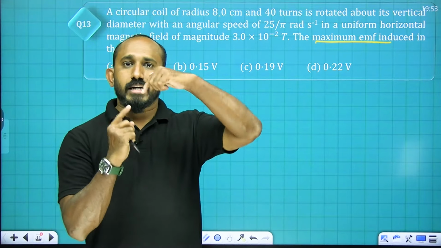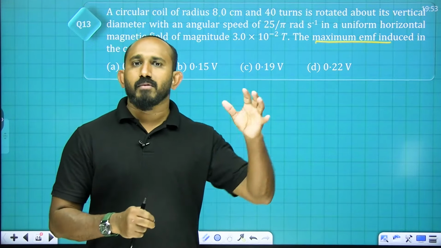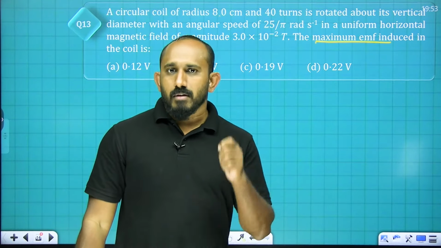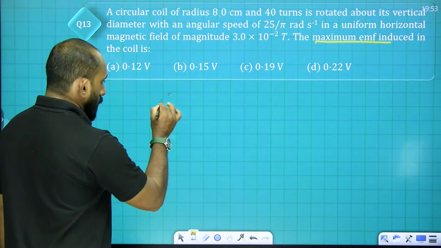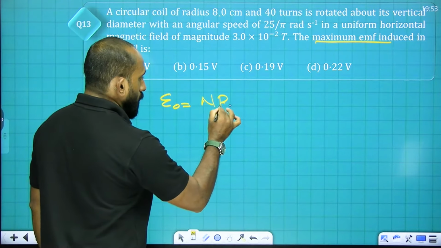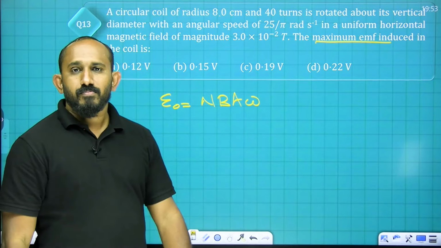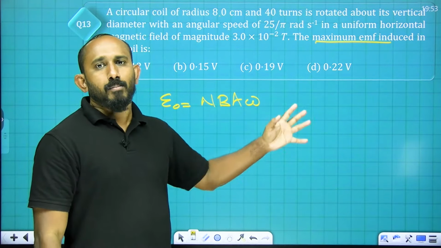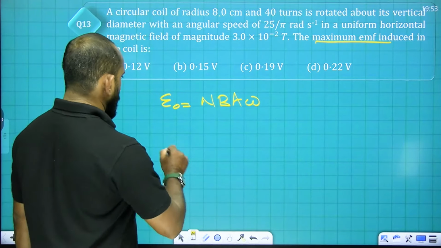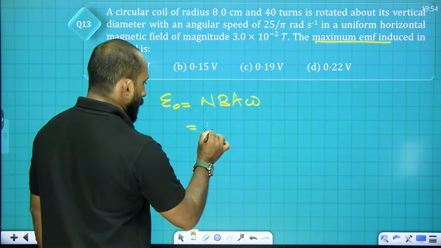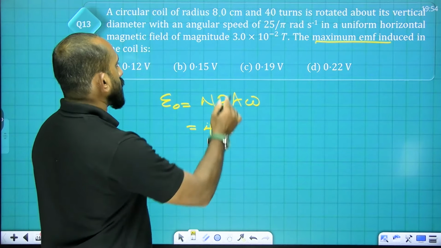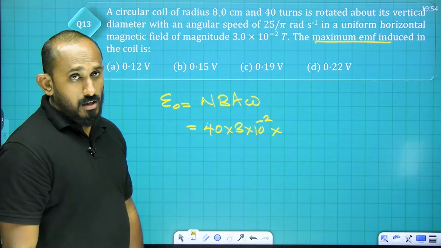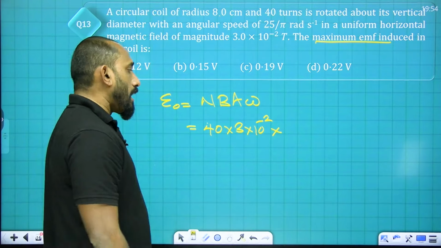So when you rotate a coil in a magnetic field, an EMF is induced. This is the principle of the AC generator. So the peak value of EMF induced in an AC generator, E0, is equal to NBA omega. So just direct multiplication. N is given, B is given, A is given, and omega is given. So it will be equal to N, the number of turns, 40, into B, the magnetic field, 3 into 10 raised to minus 2, into A, the area of cross section. The radius is given in centimeters, so pi r square is there.